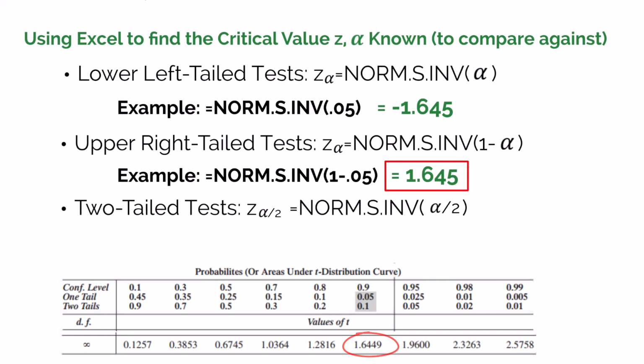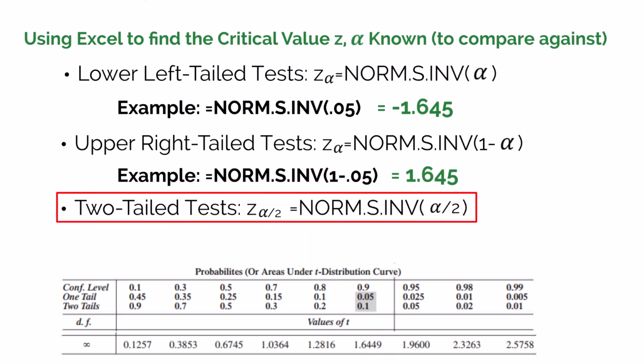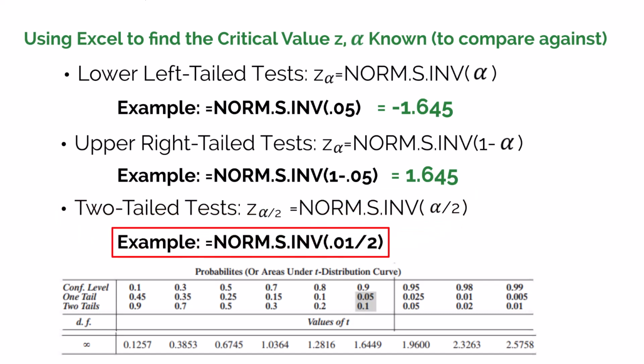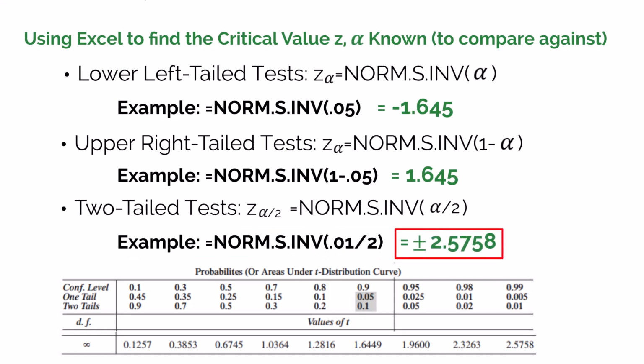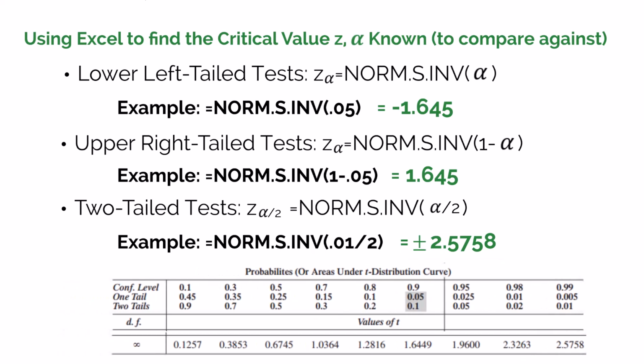So this makes sense since the alpha is the same, but now we're just looking at the right side of the curve. Now with a two-tailed test, since we have two tails, we need to split the alpha in half to get the critical value for either side. So for example, if we have an alpha of 0.01, we would use equals NORM.S.INV and then 0.01 divided by 2, and we get a negative 2.5758.